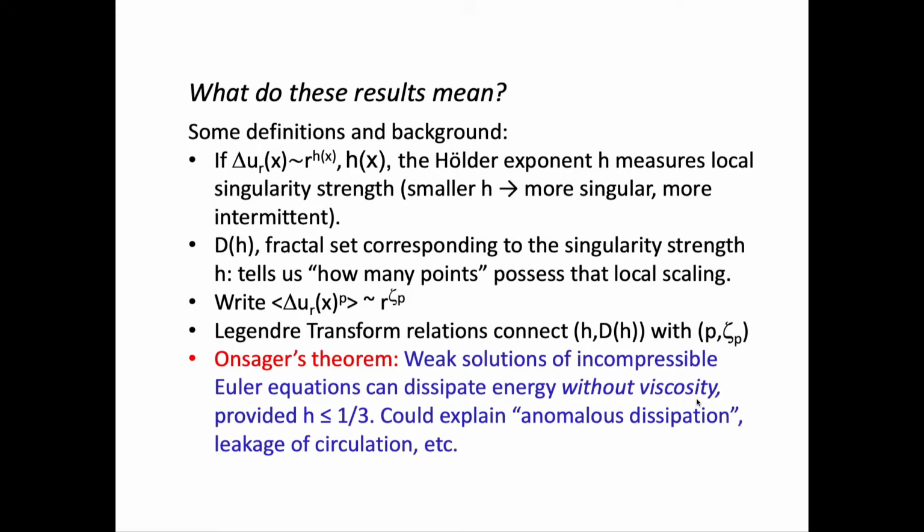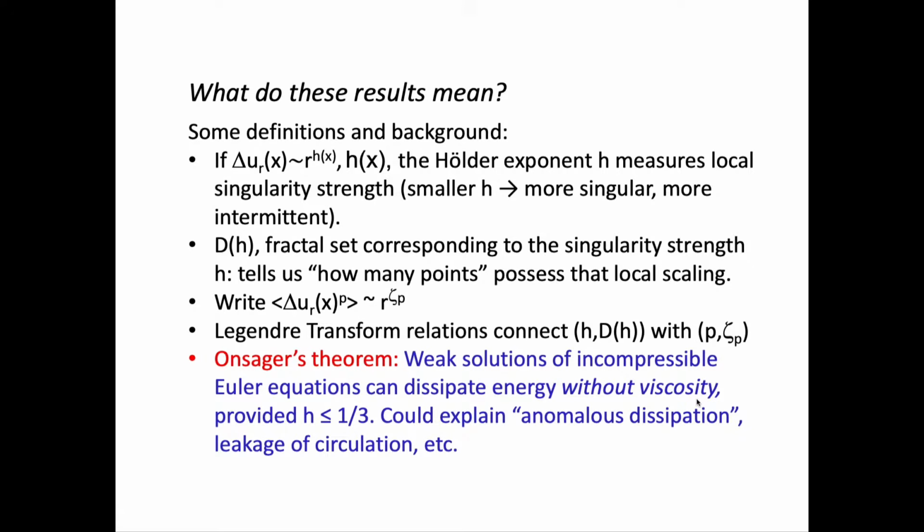Now, it's very difficult to measure this because locally you have to plot delta u_r and fit it by power laws and things like that. But instead, what one does is take the p-th moment of delta u_r, the angular brackets is the average, and you write it as r to the power zeta_p. These are the exponents that we all have been talking about. I measured different order moments and calculated the slopes, and those are what is giving me these zeta_p's. Now, the thing is, there is a Legendre transform relation, which you would know from thermodynamics and such things, that you can connect h and D(h) to p and zeta_p. Now, this is a very simple relation.